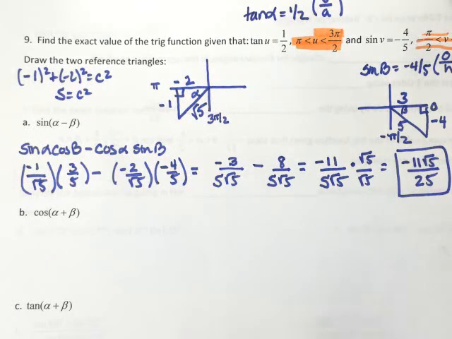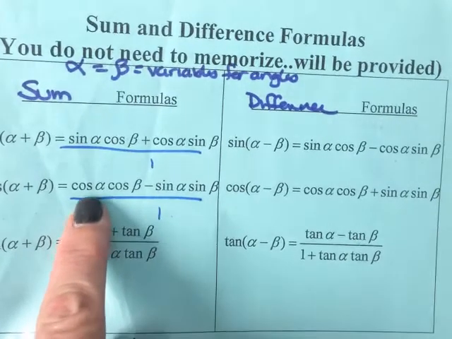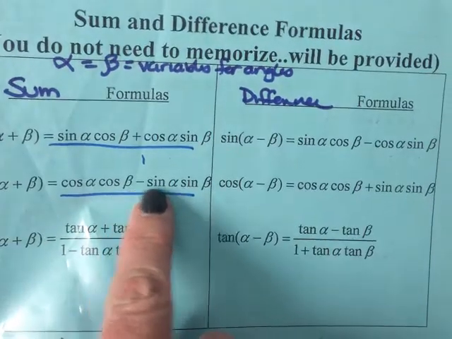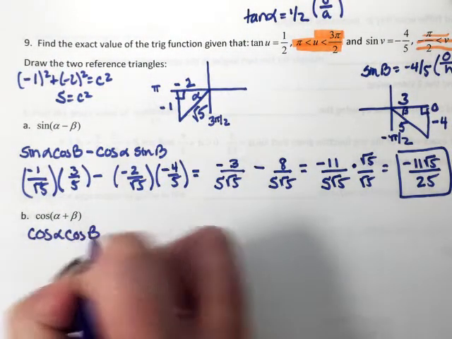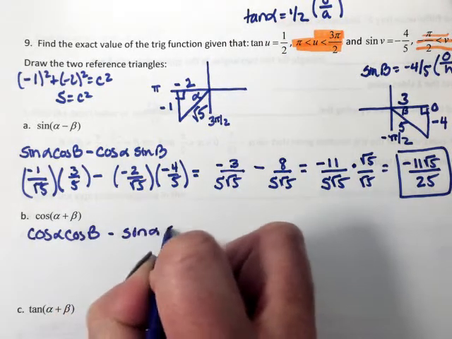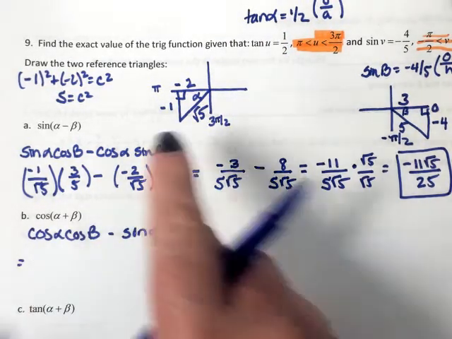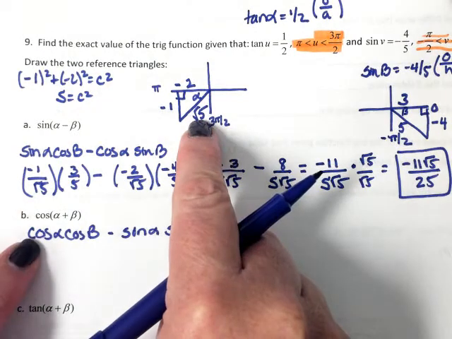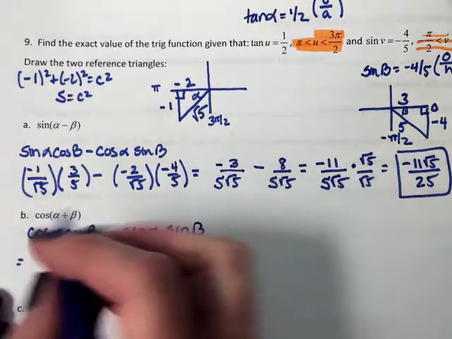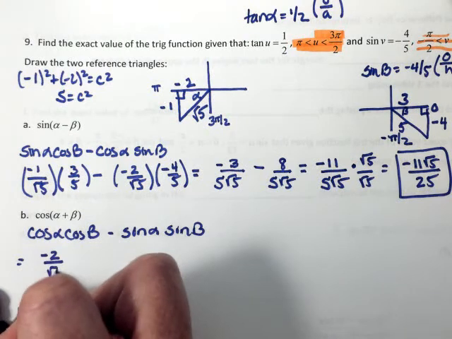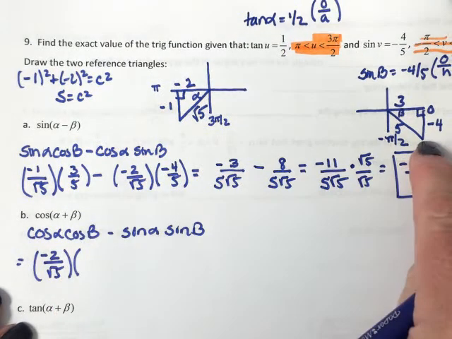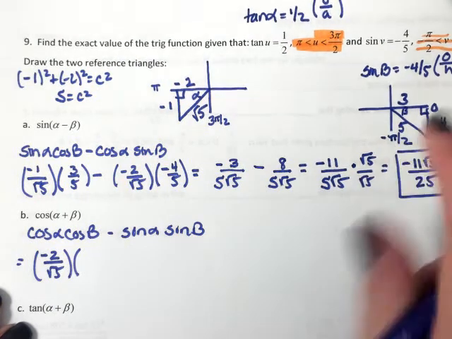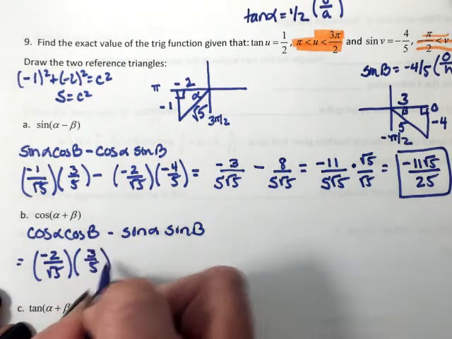So now we're going to go ahead and do the cosine sum formula. So again, your cosine sum formula is your cosine alpha, cosine beta, minus sine alpha, sine beta. So I already have my triangle set up, so I want to go to my alpha triangle. Remember, cosine is the adjacent over hypotenuse, so that's -2 over square root 5 times. Go to your beta triangle, set up your cosine. Cosine is the adjacent over hypotenuse.